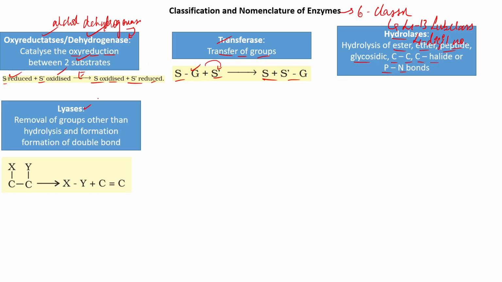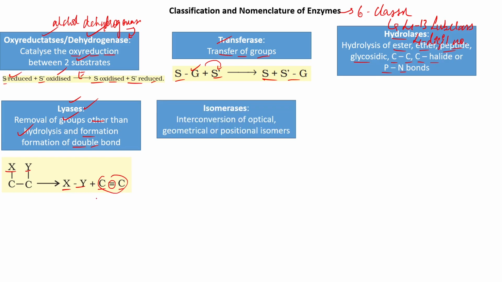The next one is the lyases. Even in the case of lyases there is removal of certain groups, but the mechanism is other than hydrolysis. Water is not used here, and the product will have a double bond. X and Y are groups that we require to remove. At the end of the reaction, in the presence of the lyase enzyme, X and Y are separated from the carbon, and a double bond is formed between these two carbon atoms.